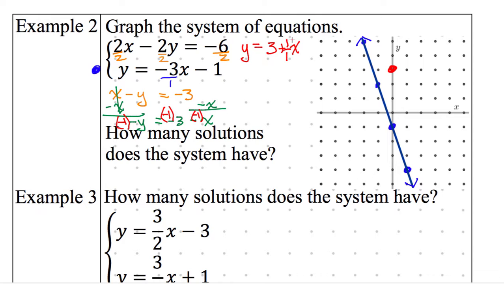So I go up 1, right 1. Up 1, right 1, make a point. And then the opposite of up 1, right 1 is down 1, left 1. Down 1, left 1. Make a bunch of points, as many as you need to be accurate, and then go ahead and make a line through those points.